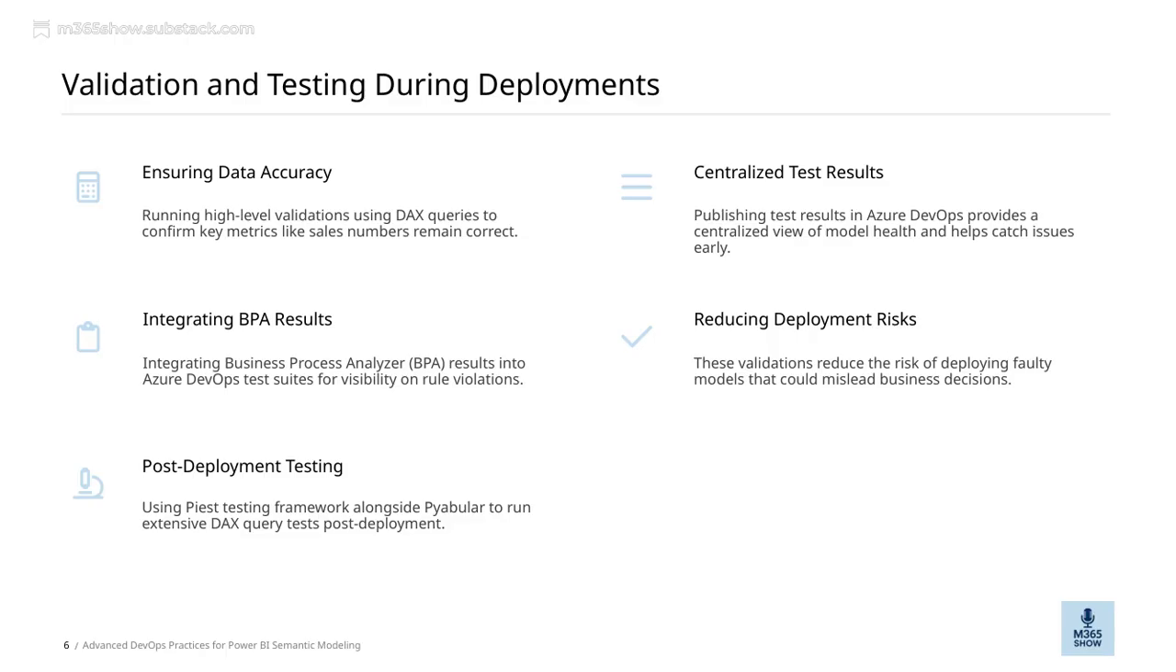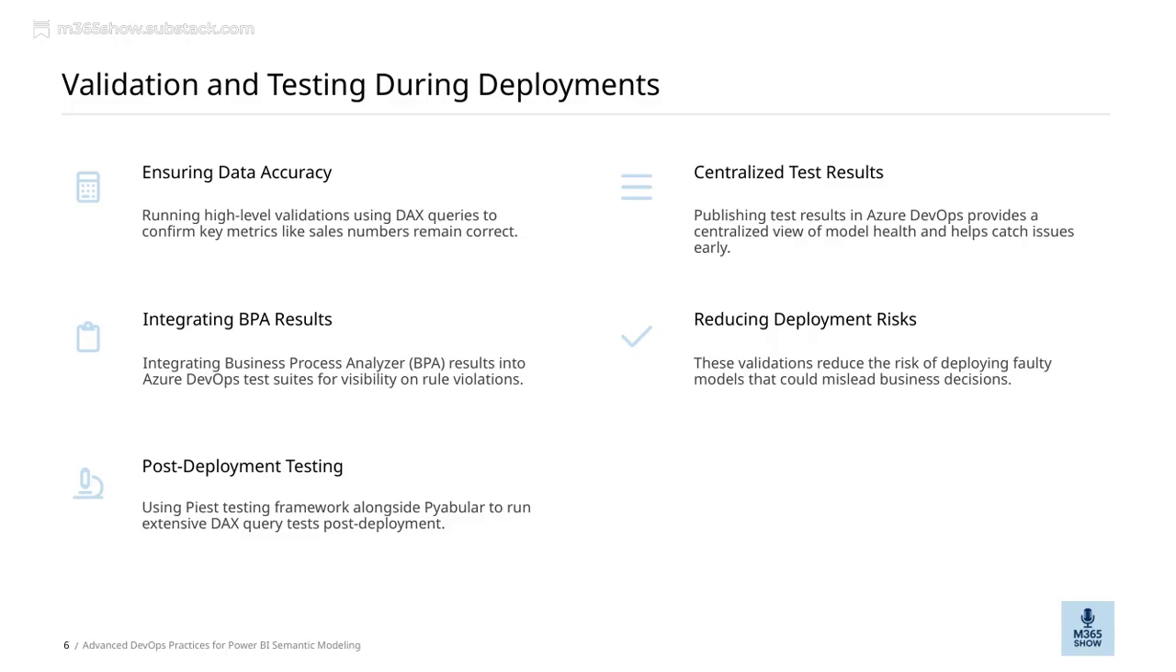One key practice is publishing test results in Azure DevOps. This creates a centralized view of the model's health, making it easier to catch issues early in the process. Having everything in one place helps us stay organized and proactive.